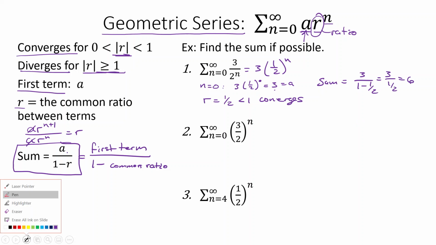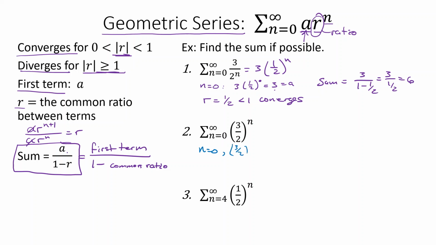All right, let's try the next one here. We have 3/2 to the n. Our first term would just be 1. If we plug in 0, we get 3/2 to the 0, which gives us 1. That's our a. But our r here, the thing being raised to the exponent, is 3/2. That's greater than 1. That tells us that it diverges.